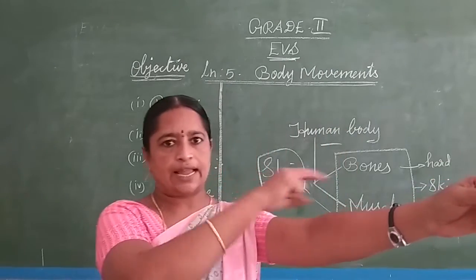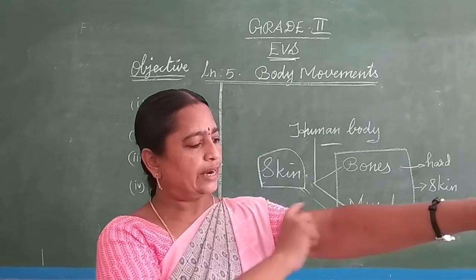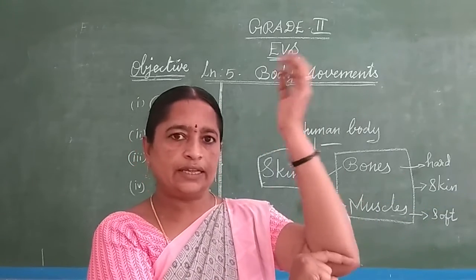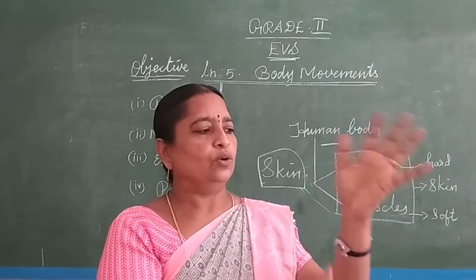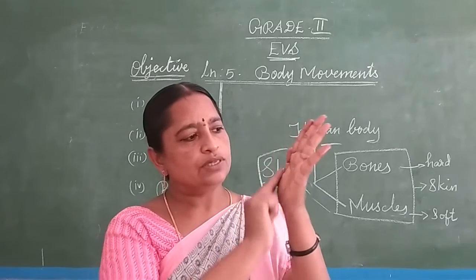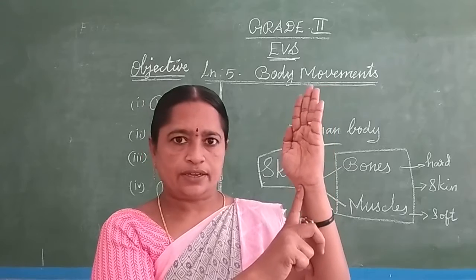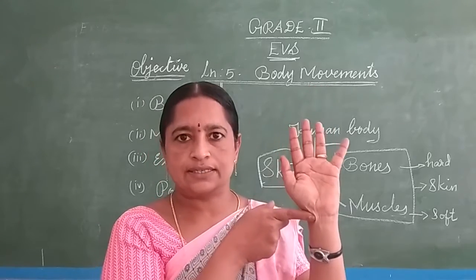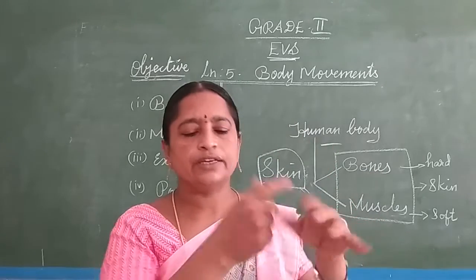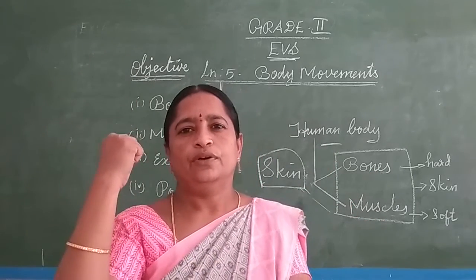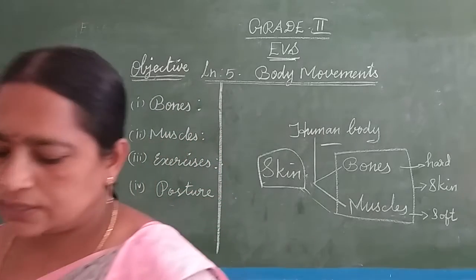So you see in this hand. This is the forearm, and the forearm and upper arm join at this elbow. Only at the joint can we move. See here, now this is our palm. The palm joins the arm at this wrist. So we can move only at the joint. Children, can you understand this now?